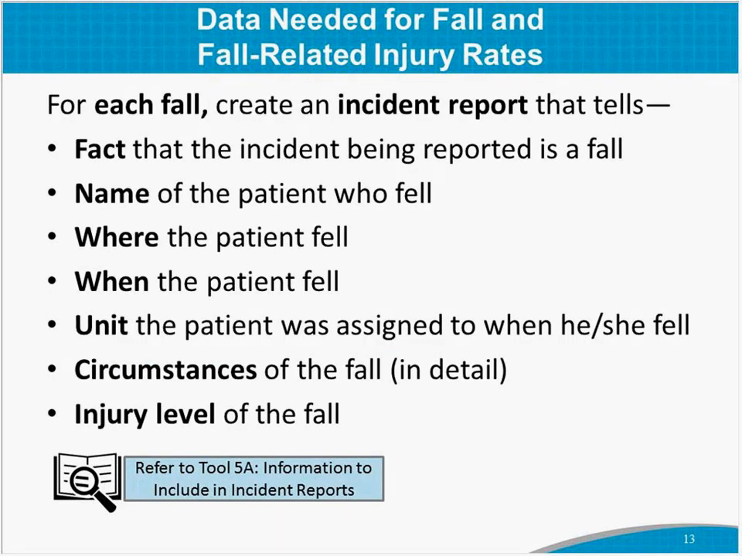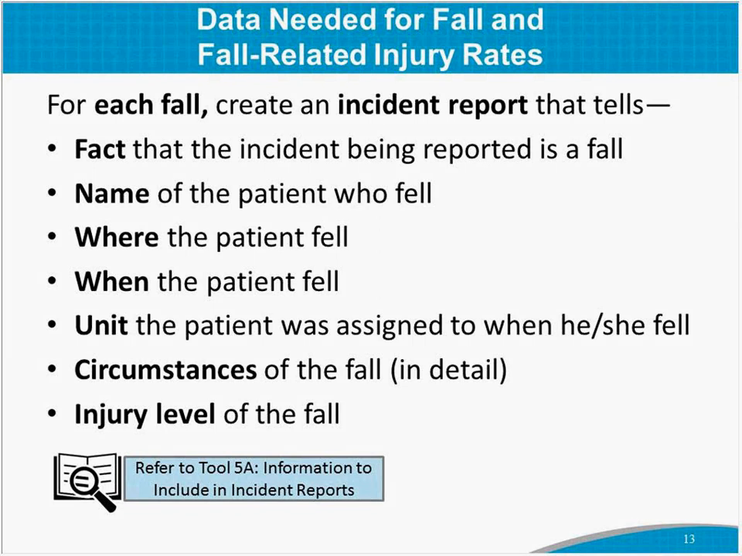So what data do we need? You probably have a good idea of that already from the previous discussion, but for each fall you want to dig a little bit deeper and have an incident report that details the fact that it's a fall, who the patient was, where they fell, and when they fell. Knowing who the patient was gives us a chance to look at whether it's a repeat fall. Where they fell gives us a chance to look at, is the environment an issue with this? Are your falls always happening between the bed and the bathroom? And if so, maybe we could use some night lights or handrails on that path, for example.